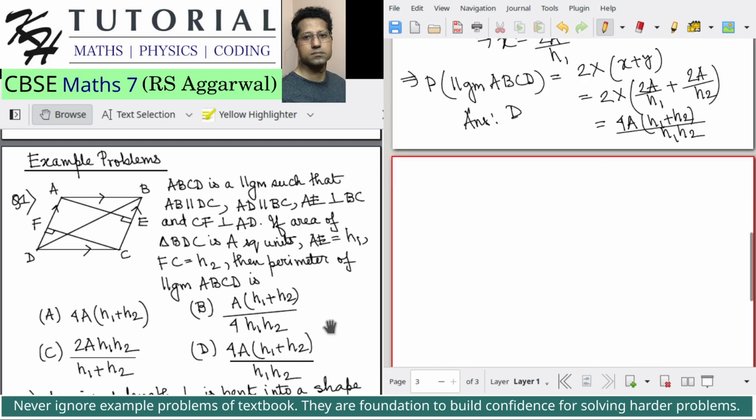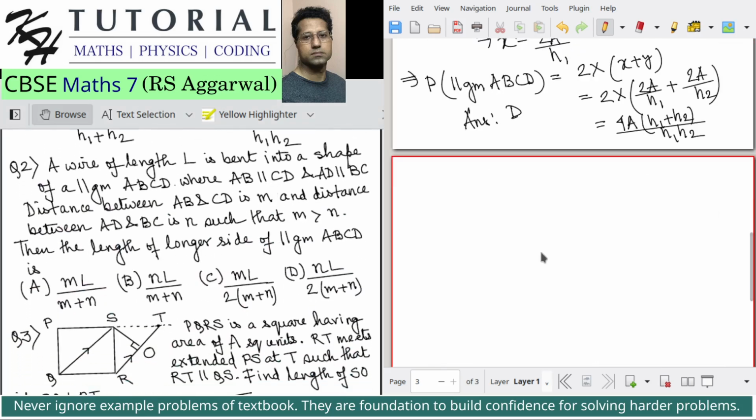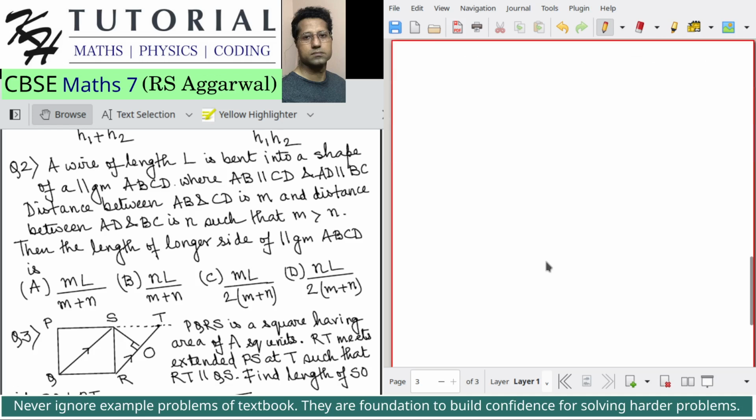Okay, let's do the next problem. Question number 2 says a wire of length L is bent into a shape of a parallelogram ABCD, where AB is parallel to CD and AD is parallel to BC. So let's draw the parallelogram.